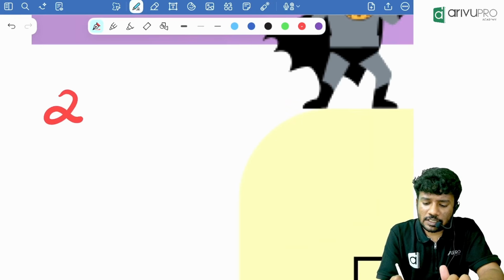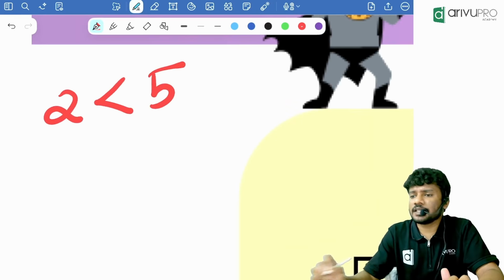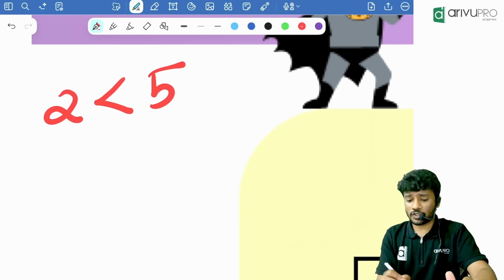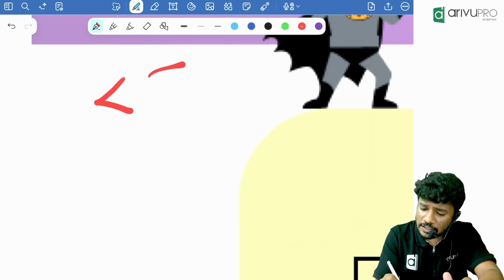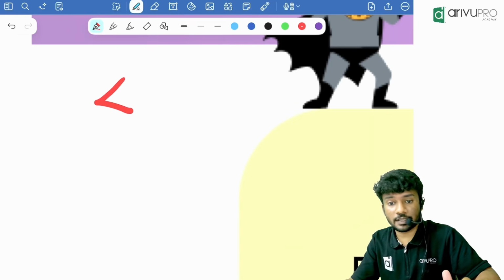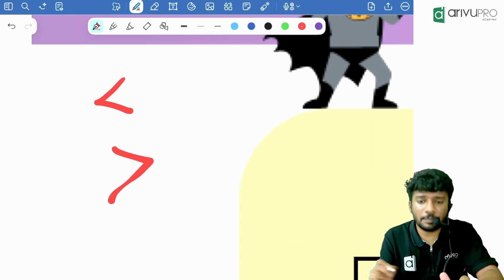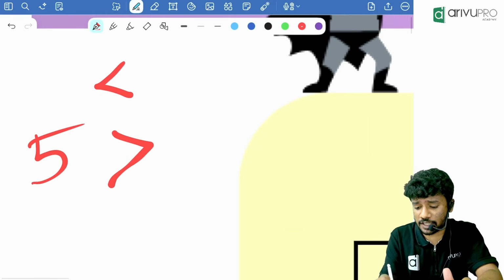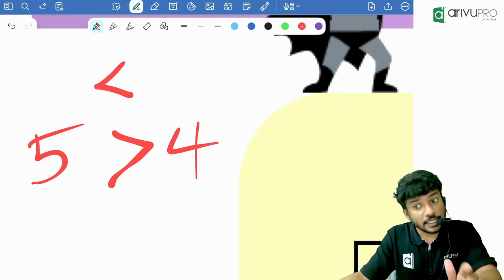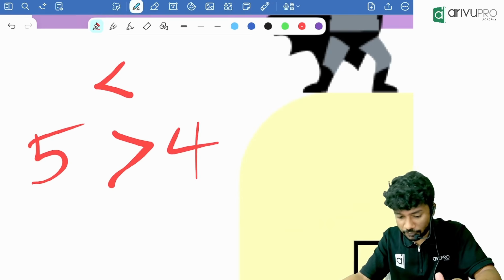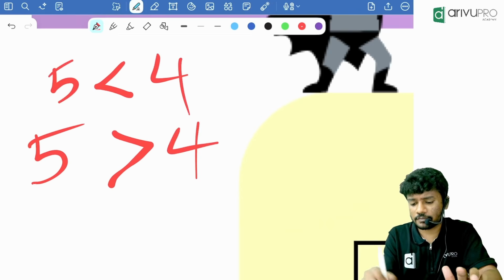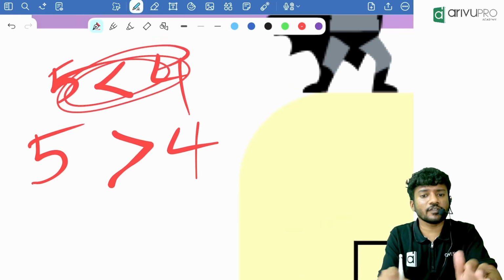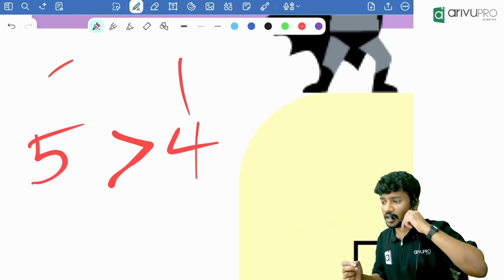People, 2 is less than 5. Is it correct? Yes. So this symbol is called what? This is called the less than symbol. Then what is this symbol? Greater than symbol. For example, I am writing 5 is greater than 4. Is it correct? Yes, it is correct. Now, is 5 less than 4? No, 5 is greater than 4. We know that 5 is a bigger number compared to 4.